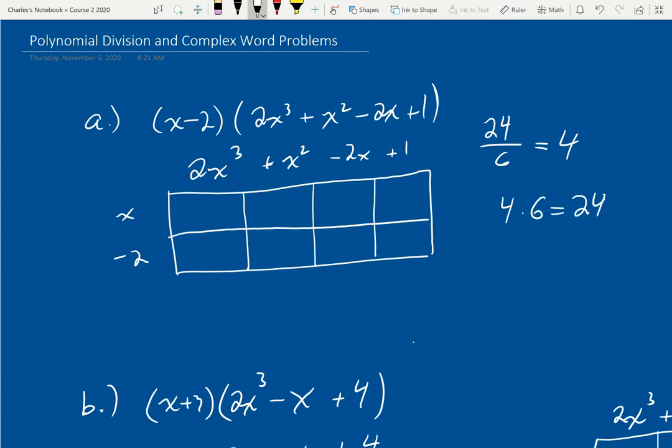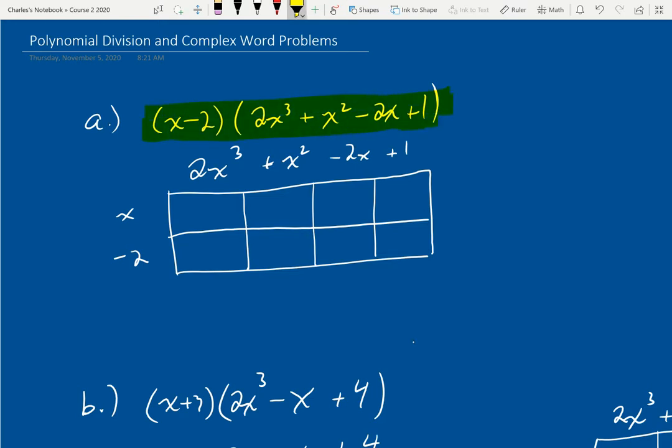So we have to remember that multiplication and division are like two different sides of the road going in opposite directions. You should have done these problems in past classes like algebra, where you're asked to multiply two polynomials.